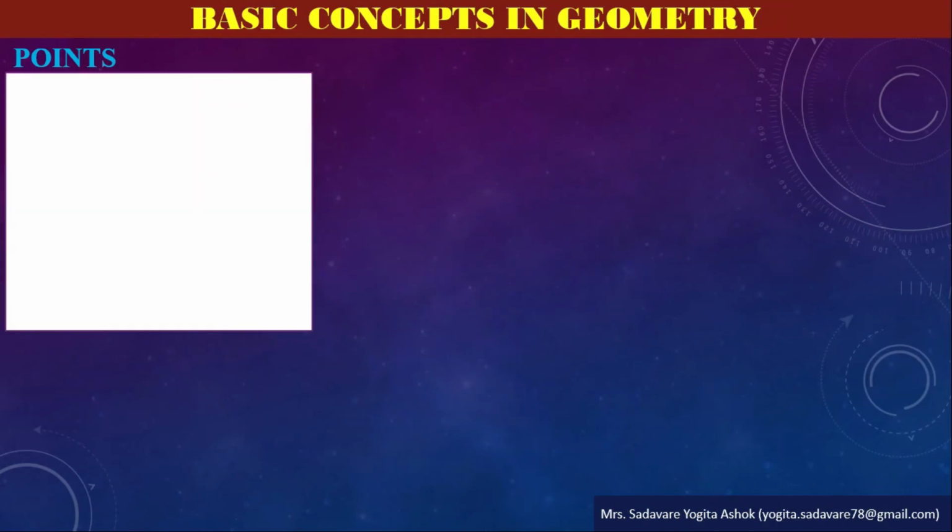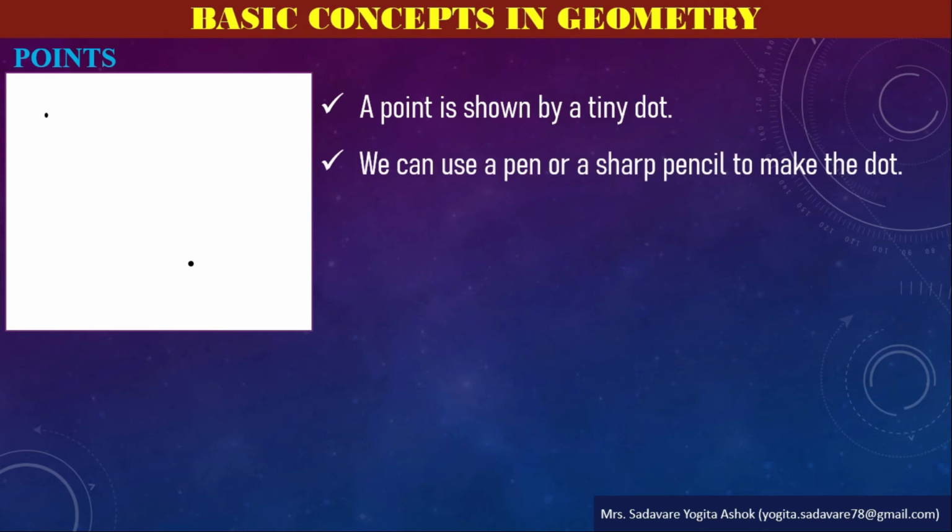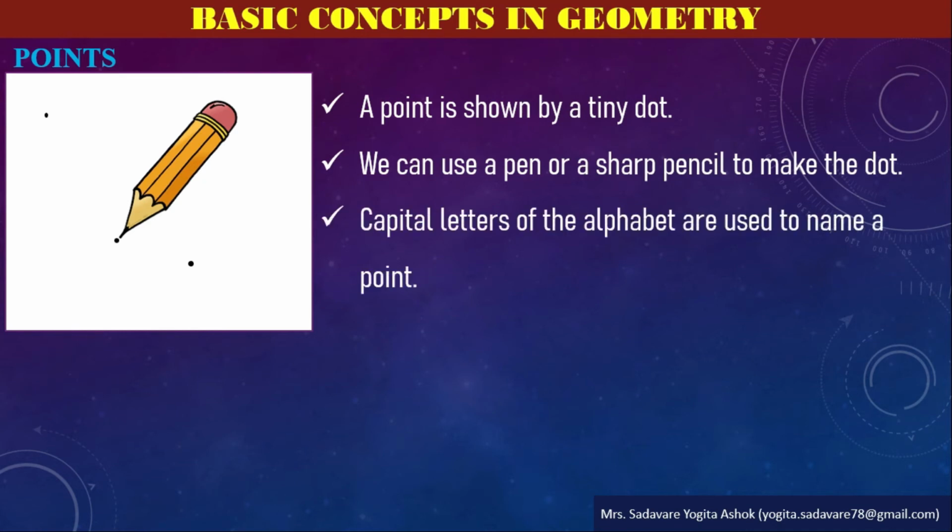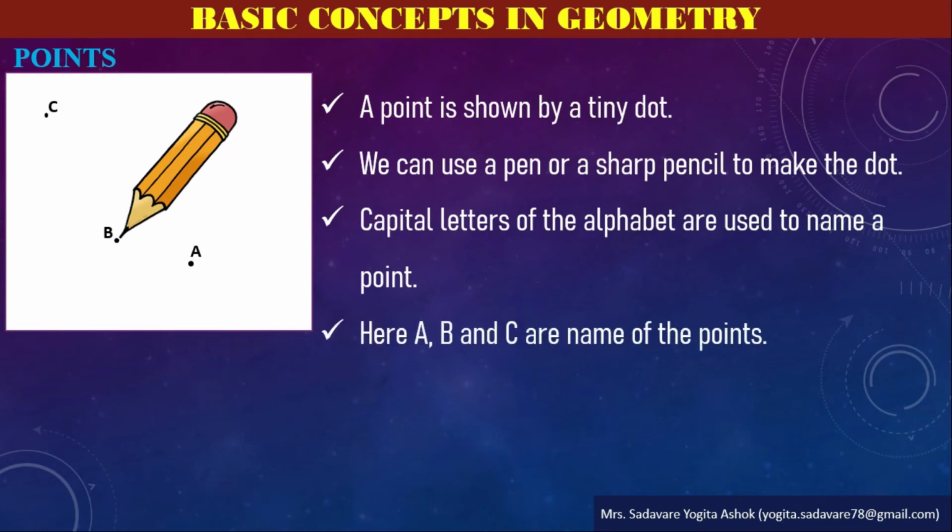Points. A point is shown by a tiny dot. We can use a pen or a sharp pencil to make the dot. Capital letters of the alphabet are used to name a point. Here A, B and C are names of the points.